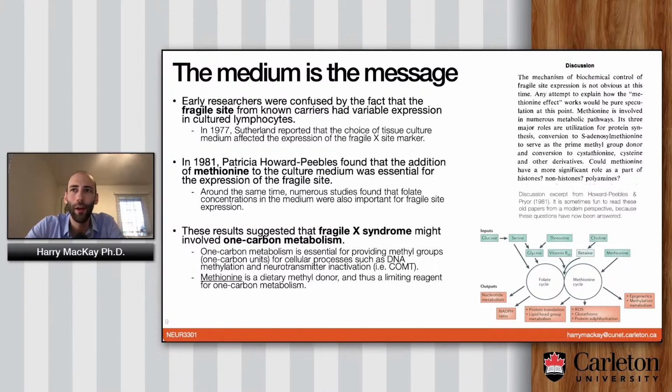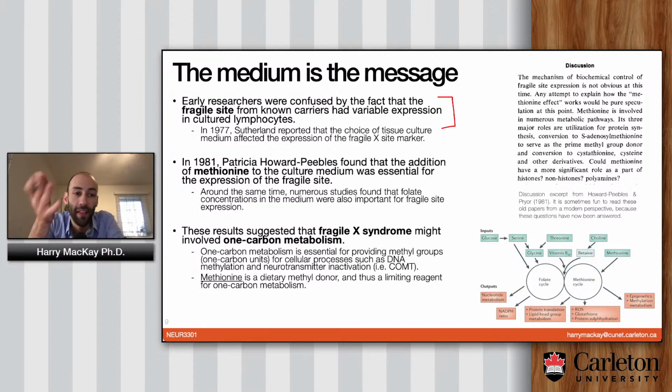So I'll go around and talk about different attempts that were made to figure this out. One thing that was discovered reasonably early on came from the fact that the fragile site on the X chromosome had a variable expression in cultured lymphocytes. You can gather lymphocytes from people who are carriers of the Fragile X mutation and culture them, and they'll happily divide endlessly under the right conditions.